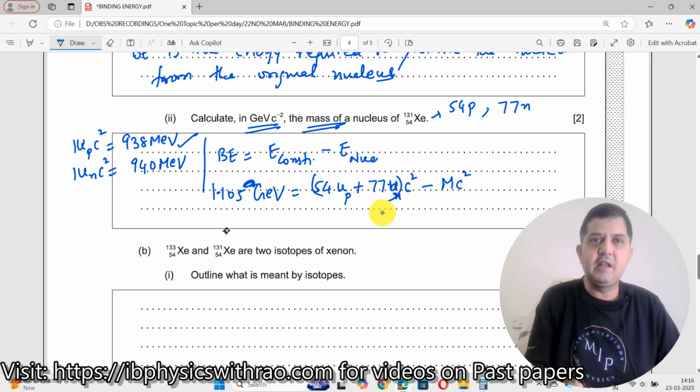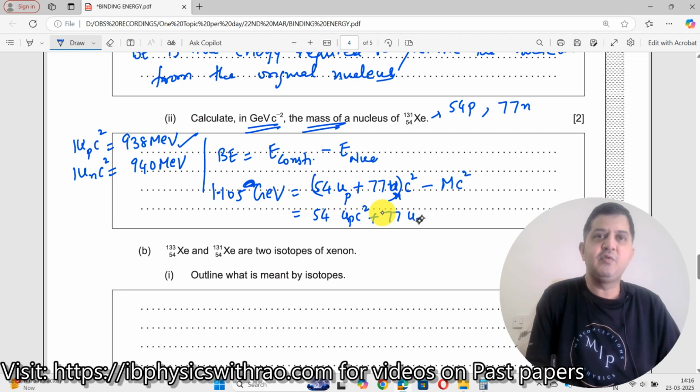So I'll write this directly here. What I will do is write this as 54 Up. What is 54 Up? 54 into UpC square plus 77 into UnC square minus MC square. Now we know that 1 UpC square is 931 MeV.